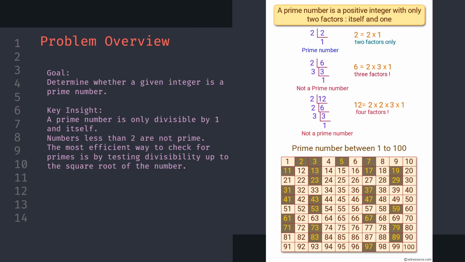Instead of checking divisibility for all numbers up to n, we only need to check up to the square root of n. This significantly improves performance for larger numbers.